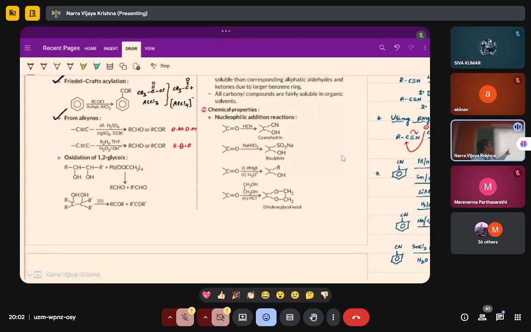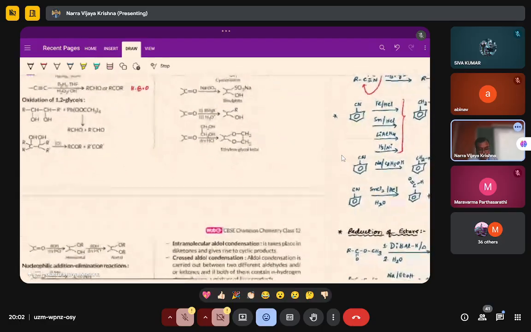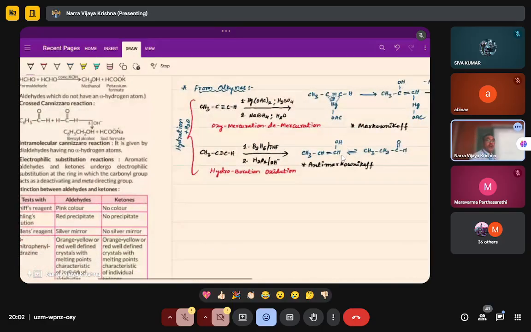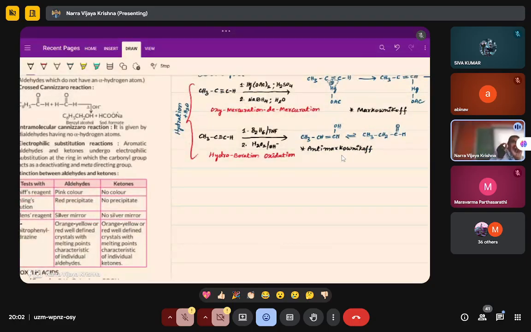Oxidation of 1,2 glycols. I am coming to that. 1,2 glycols means OH groups are on adjacent carbons. If OH groups are on the same carbon, then it is called geminal. If they are on adjacent carbons, we call it vicinal. Right? So CH2OH, CH2OH. Is it vicinal or not? Vicinal.